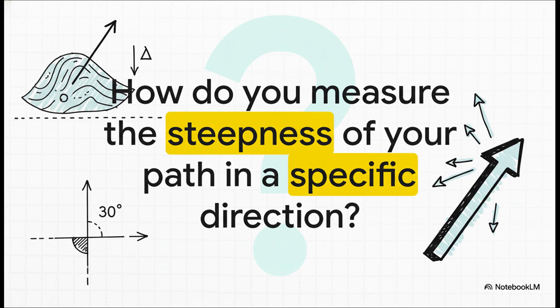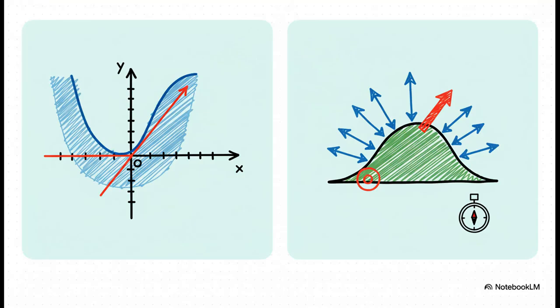So you're on the hill, and you decide to walk, let's say, 30 degrees to the northeast. You're not going straight up the steepest part, and you're not walking along a flat path. You're going at an angle. So how steep is that specific path? How fast is your altitude changing right at that moment? Now, you might remember the basic derivative from calculus, which measures the rate of change. But a standard derivative is kind of limited.